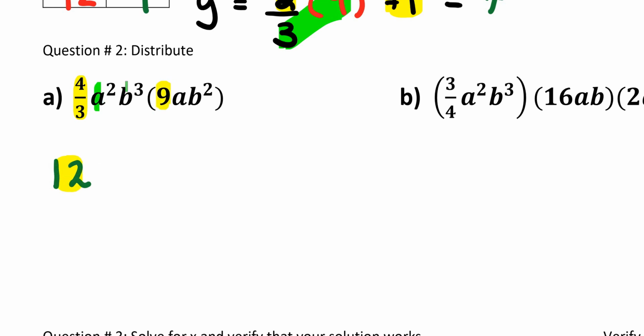Okay, then multiply the letters with the letters, right? So a squared times a is a to the power of 3, and then b cubed times b squared is b to the power of 5. You just add 3 plus 2. All right, so 12a cubed b to the power of 5.